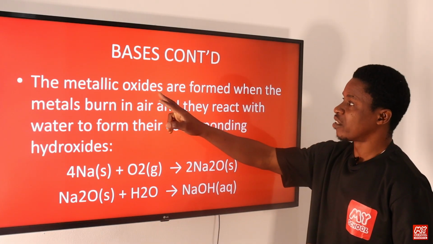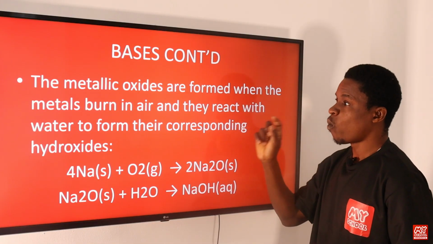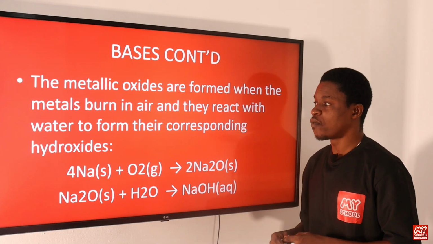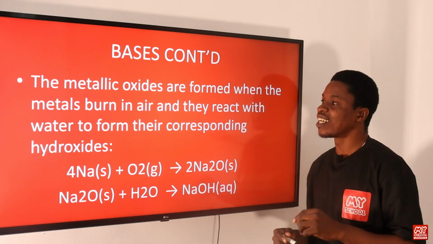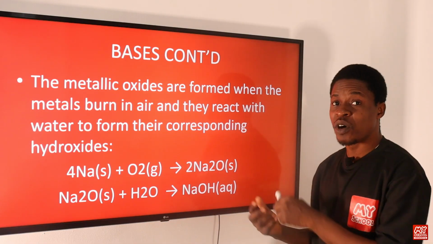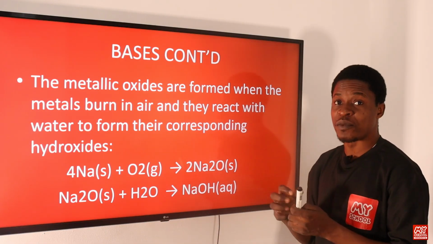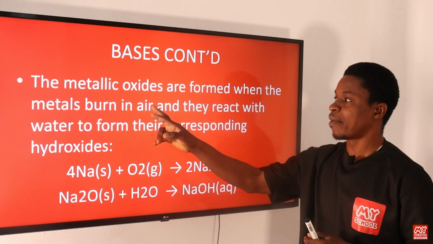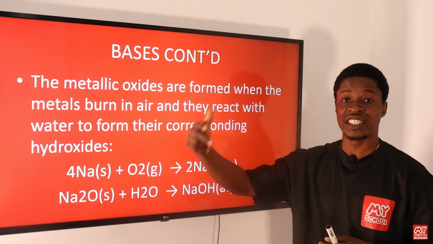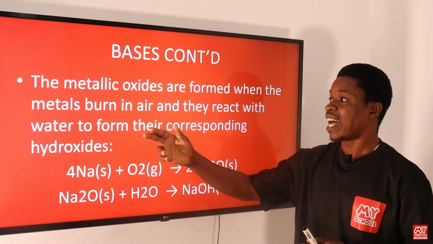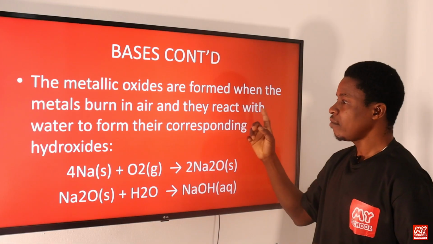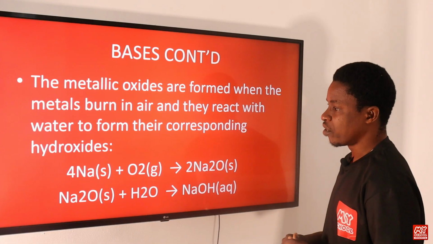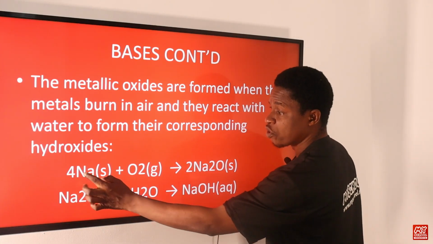Now, the metallic oxides are formed when metals burn in air and they react with water to form their corresponding hydroxide. I will say that again. Metallic oxides, that means oxides of metals, are usually formed when the metals burn in air. When we talk about air, we are talking about oxygen, because oxygen supports burning. Metals burn in air and they react with water to form their corresponding hydroxide. We have an example here. This is a metal.